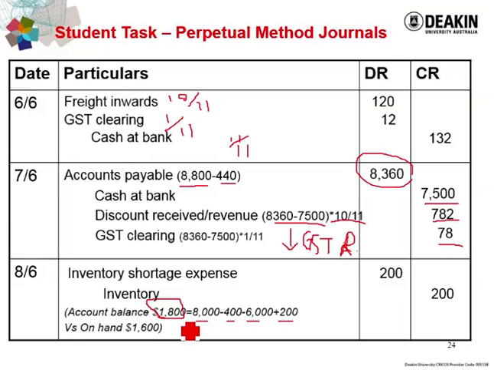So the book shows 1.8K, stock count shows only 1.6K. In other words, we actually have inventory loss. So perhaps employees have stolen our inventory. So we debit inventory shortage expense $200 and we credit inventory $200.